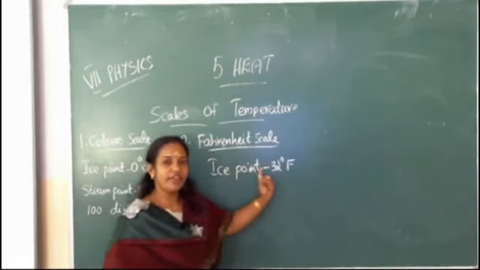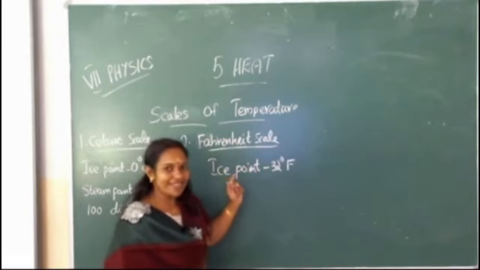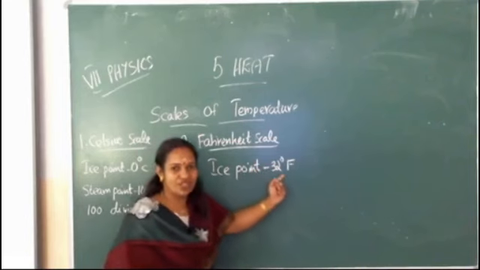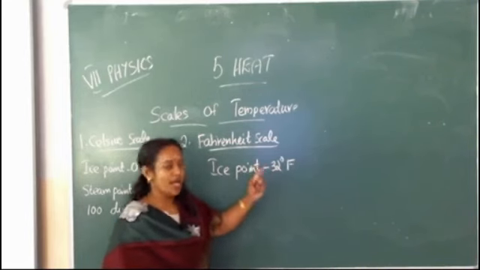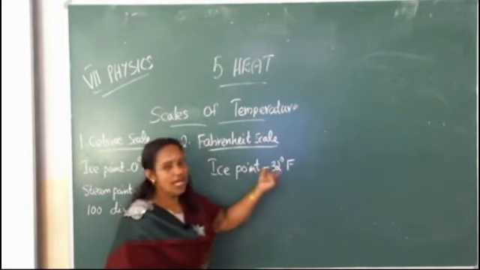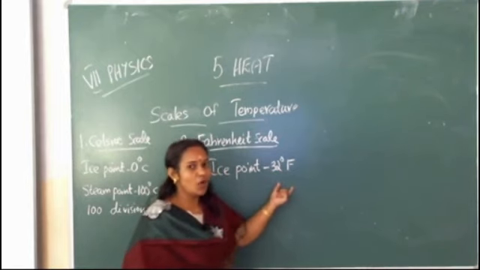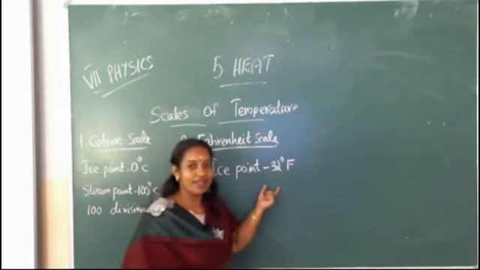That means if you are taking a device using Fahrenheit scale and if you are touching the ice, you can see that the reading in that thermometer will be 32 degree. That is the meaning of ice point, 32 degree Fahrenheit. Here the steam point is 212 degree Fahrenheit.